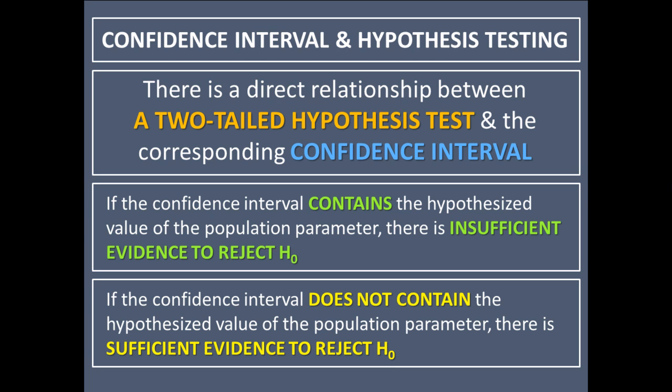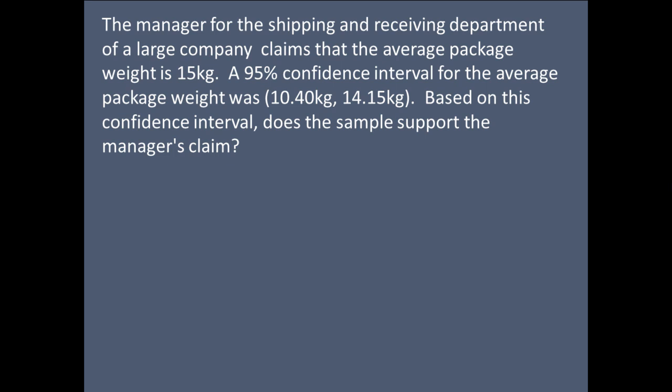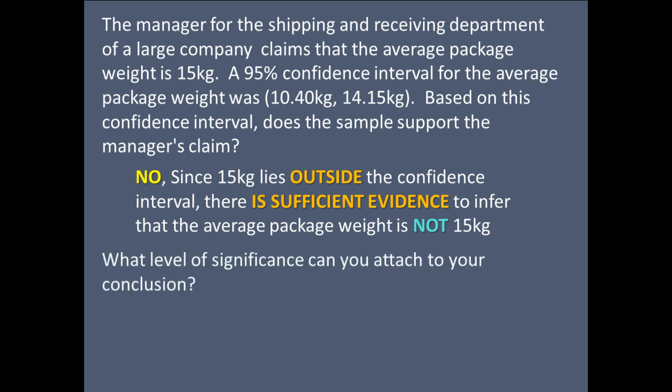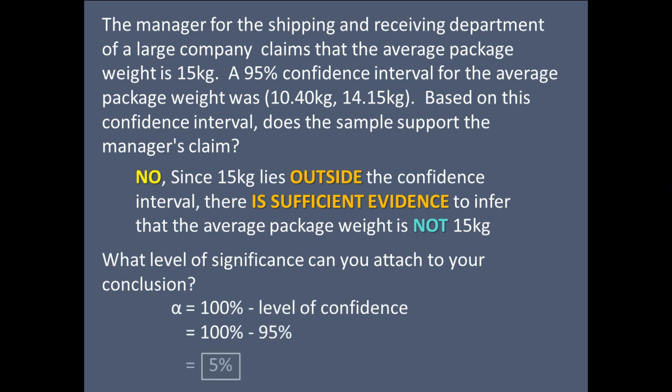So if we're to look at an example and see exactly what we're talking about, here we have this manager, and he claims that the average package weight is 15 kilograms. And then a 95% confidence interval was set up, and that confidence interval revealed a low end of the interval being 10.4 kilograms and 14.15 kilograms being the high end of the interval. So based on this confidence interval, is this manager's claim supported? Well, no, it is absolutely not. Since 15 kilograms lies outside of that confidence interval, there is sufficient evidence to infer that the average package weight is not 15 kilograms. What level of significance can we attach to this conclusion? Well, since it was based on a 95% confidence interval, then the level of significance is 5%.